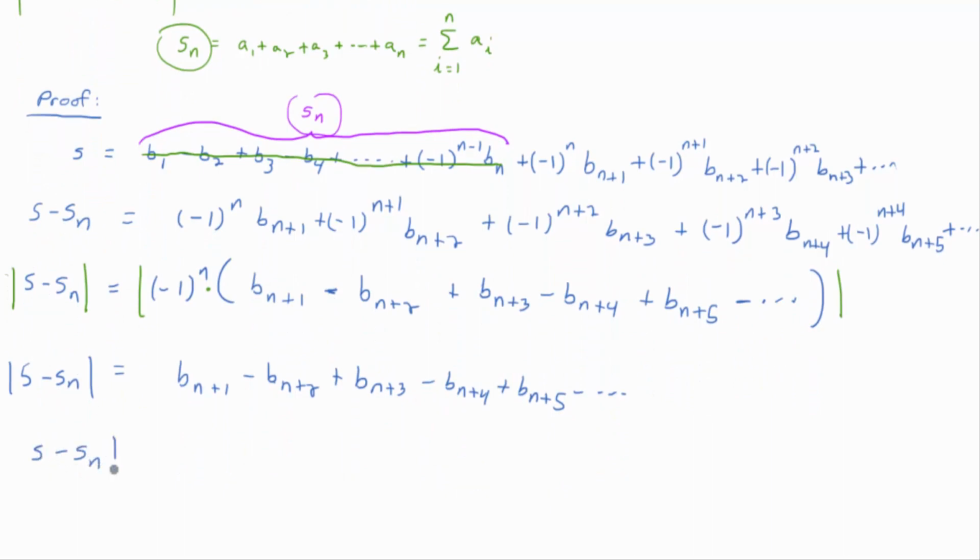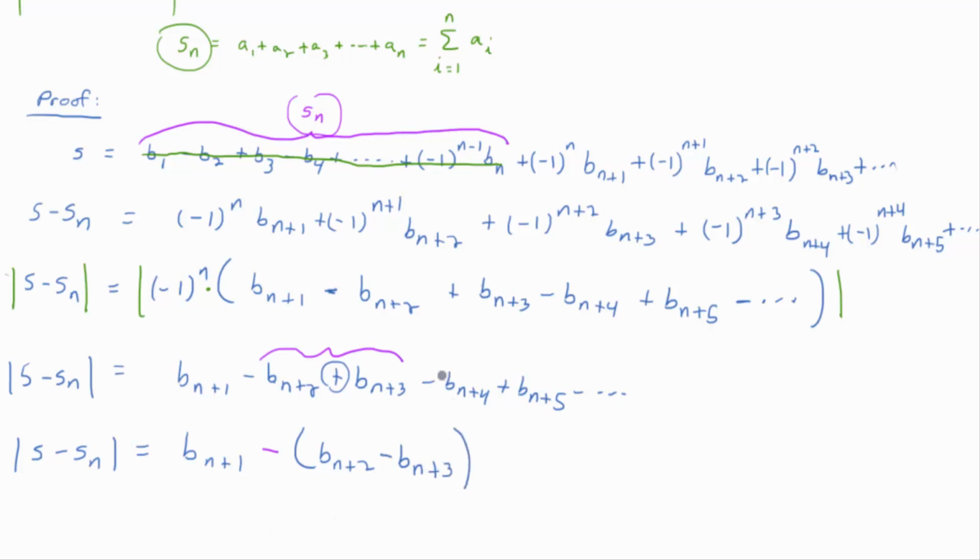The absolute value of S minus S_n is equal to, I'm going to leave this guy in front. Actually, I want an inequality here. But then for these two terms, I'm going to factor out a negative. What's left from just these two guys if I factor out a negative? b_{n+2}. This guy changes to what? Minus b_{n+3}.